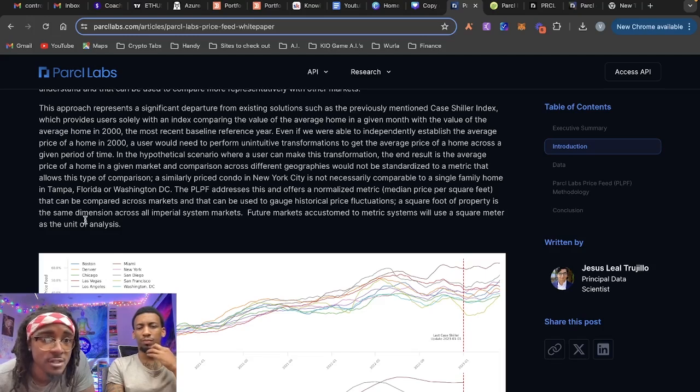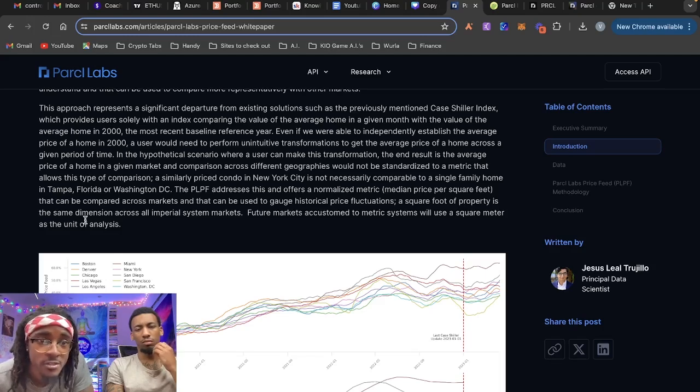In the hypothetical scenario where a user can make this transformation, the end result is that the average price of a home in a given market in comparison across different geographies would not be standardized to a metric that allows this type of comparison. A similarly priced condo in New York City is not necessarily comparable to a single-family home in Tampa, Florida, or Washington, D.C.